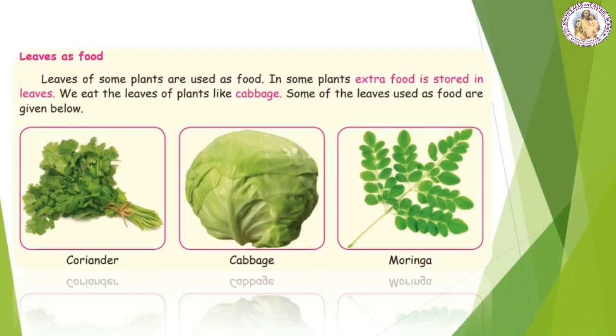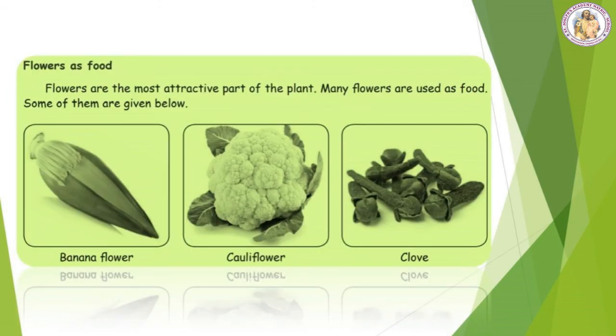Leaves as food. Leaves of some plants are used as food. In some plants, extra food is stored in leaves. We eat the leaves of plants like cabbage. Some of the leaves used as food are given below: coriander, cabbage and moringa. Flowers as food. Flowers are the most attractive part of the plant. Many flowers are used as food. Some of them are given below: banana flower, cauliflower and clove.